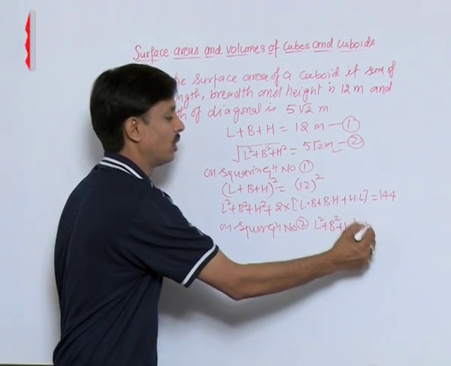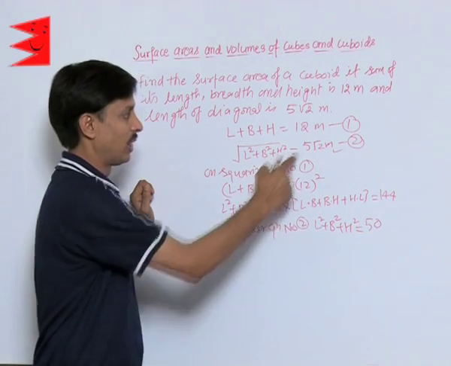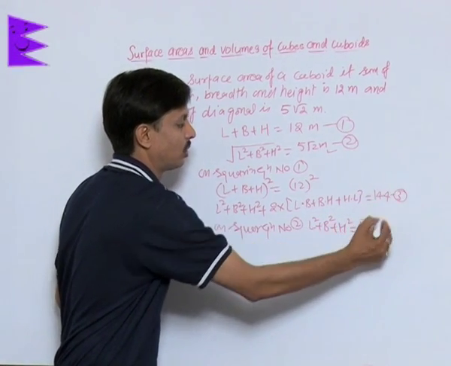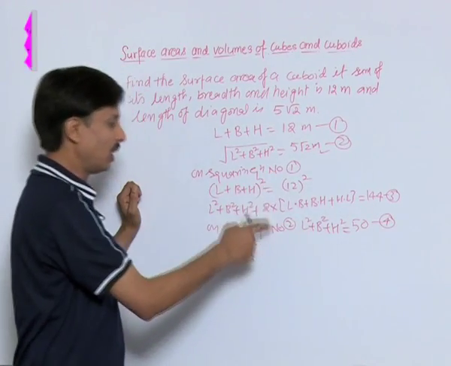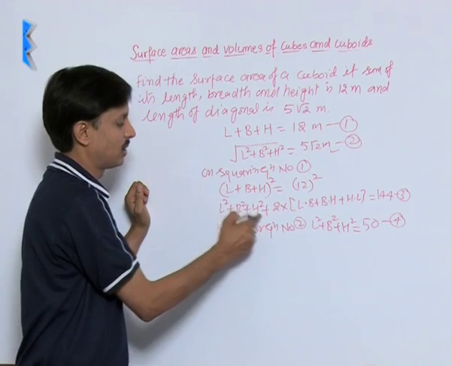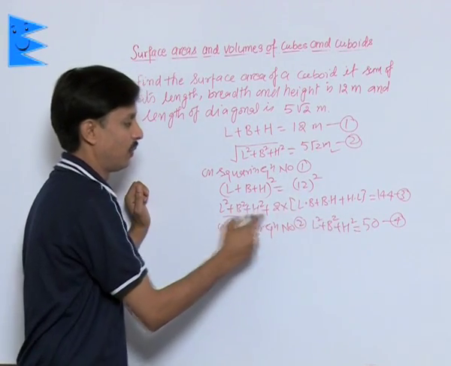Square of 5 root 2 is what? 50. 5 5 ja 25, 2 ja 50. This is relation number 3 and this is 4. In equation 3, in place of L square plus B square plus H square, we can write 50.